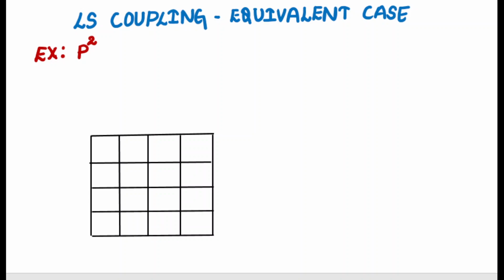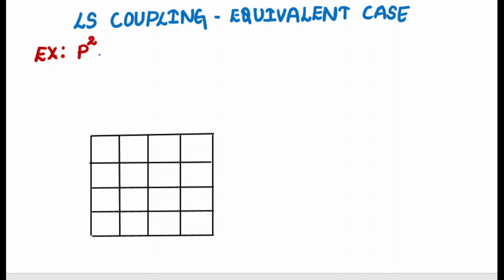In the last video, I explained the non-equivalent case, where both electrons are different. Here we are talking about the equivalent case, or equivalent electrons. They have given the example p square. Now how to solve this, how to find the energy levels and the splitting, we are going to see one by one. Okay, let us start now.